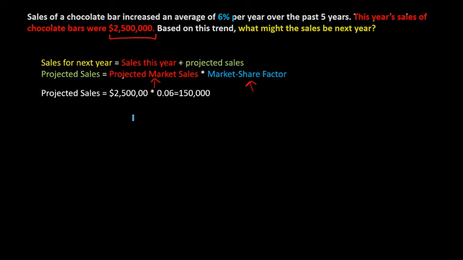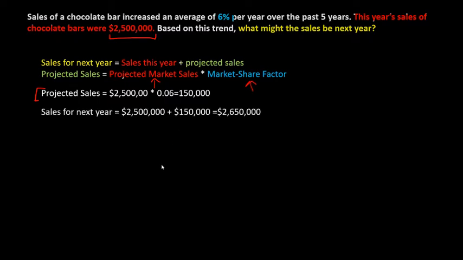So when we plug that in, our projected sales then are the $2.5 million times 0.06. In other words, the point of this equation is just to say, okay, we made $2.5 million in sales this year. We think we'll get 6% more in sales next year. What does that dollar amount work out to be? 6% of 2.5 million is 150,000. So we're saying that next year we expect to earn an additional $150,000.